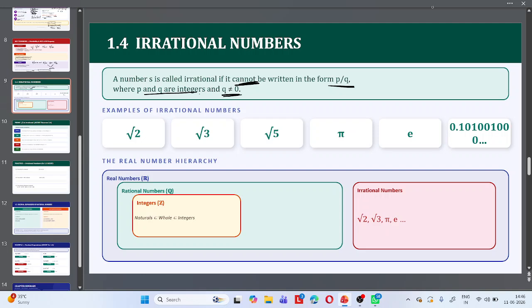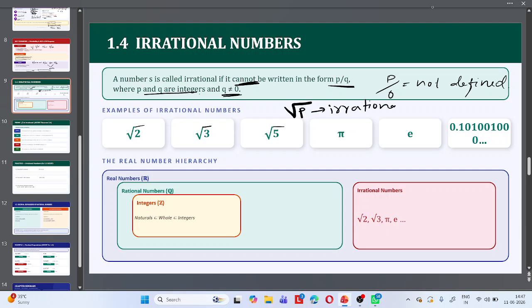numbers, where p and q are integers and q should not be 0, because if q is 0, then anything by 0 becomes not defined, that is infinity. So q should not be 0. Here examples of irrational numbers are square root of 2, square root of 3 and square root of 5. Whatever the prime number under the square root, those are irrational numbers.